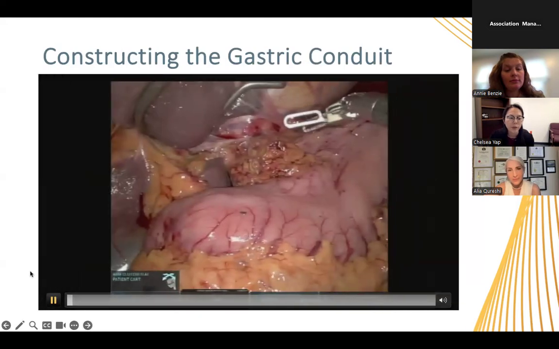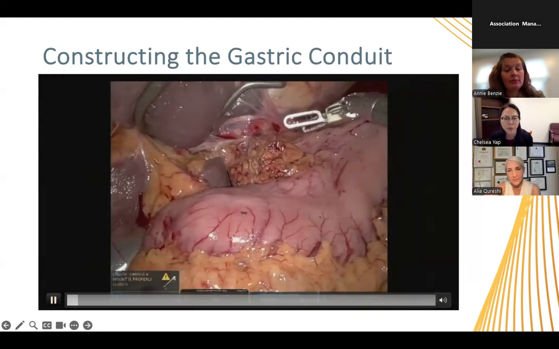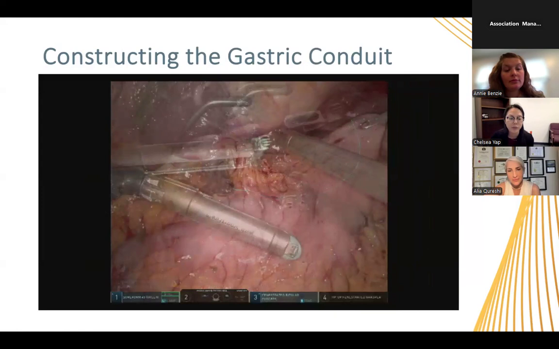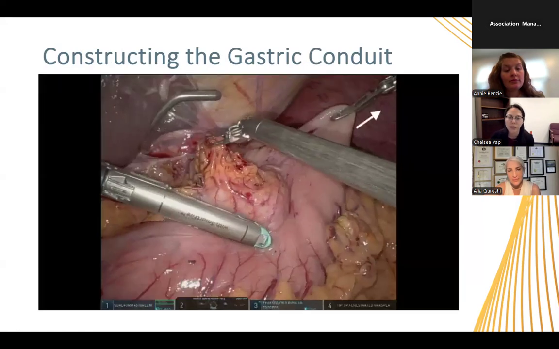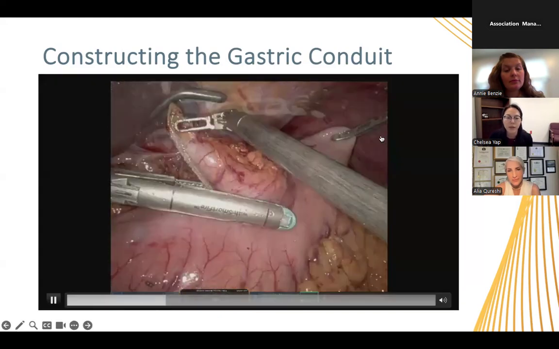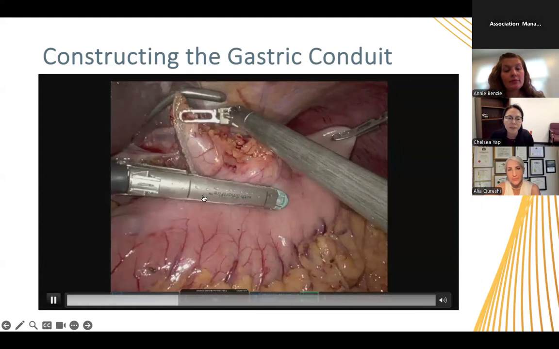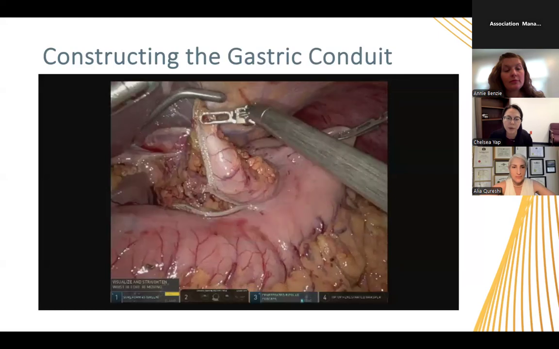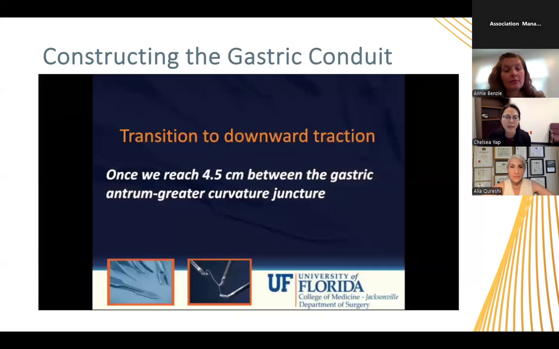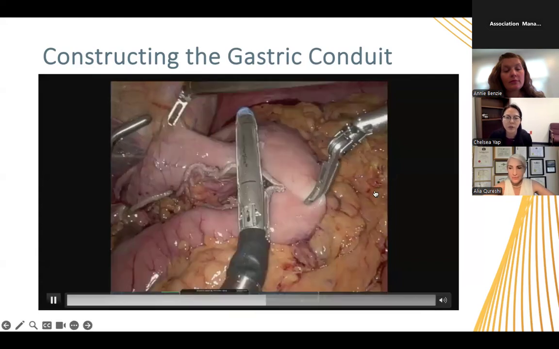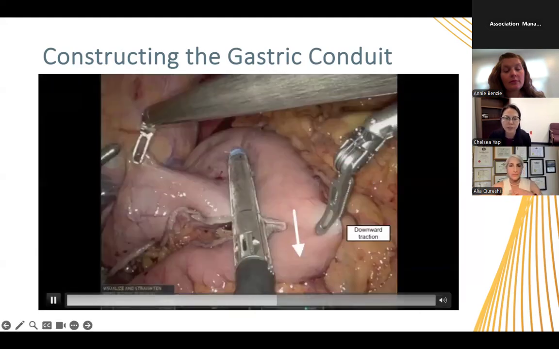In this video, we will emphasize the circumference that we're making for our gastric conduit, about 3.5 to 4 centimeters, and also the direction of traction that we're pulling on the conduit. Here with robotic arm 4 with the tip up, we're pulling lateral traction. As we place each staple load, we're ensuring that the staple loads are meeting so that there are no step ups or spiraling of the conduit. And then once you reach about 4.5 centimeters between the pylorus and the antrum, we're going to change arm 4 to downward traction.